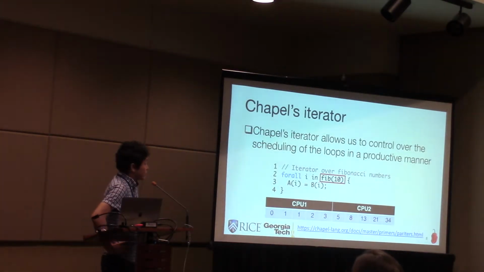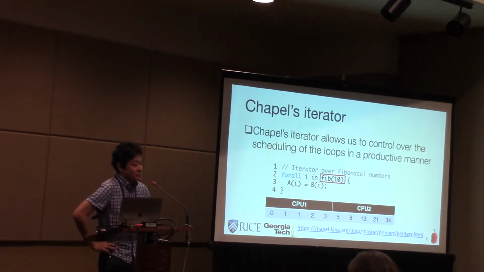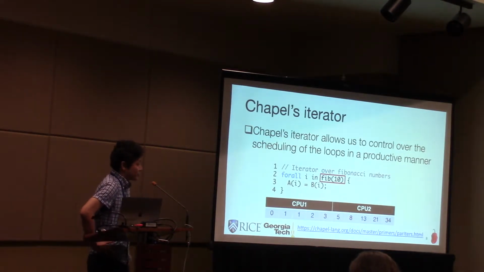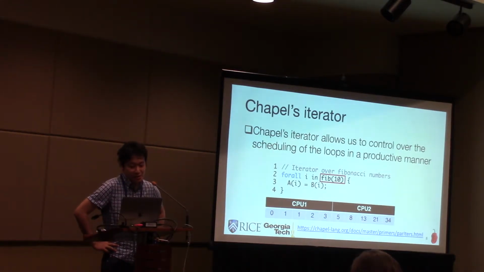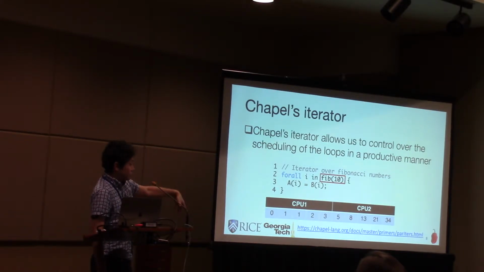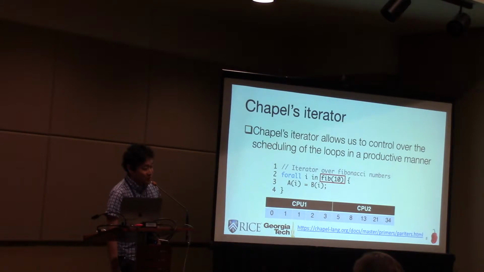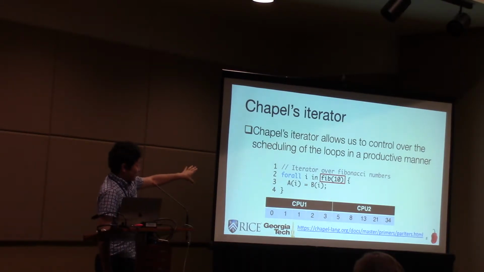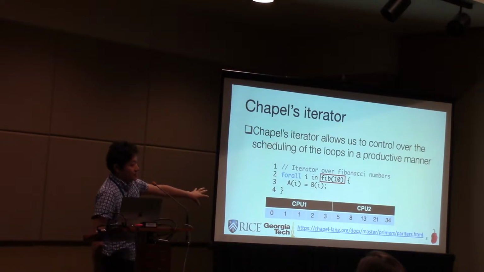Before we dive into more details, let me first talk about the iterator. Brad did a really nice introduction of iterators, so I can skip this, but basically we can generate any sequence, and we can also schedule each iteration onto several processor elements. In this case, what a coincidence, I was going to talk about the Fibonacci iterator. Here we just schedule the first half of the Fibonacci numbers to CPU1, and the other part goes to CPU2, which is really nice.